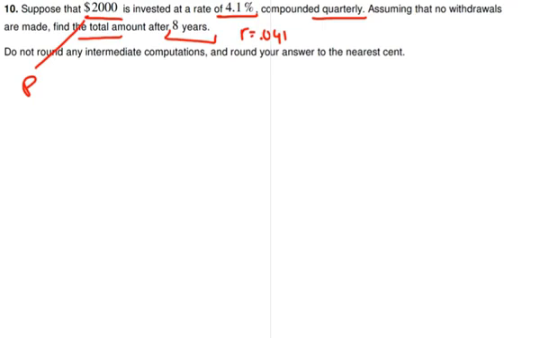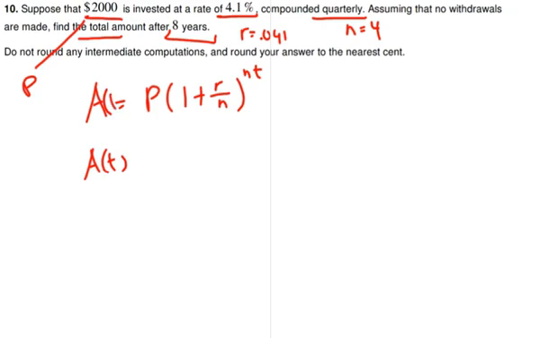4.1%, so we'll write that as a decimal, 0.041. Compounded quarterly means N equals 4. And they want to figure out after 8 years. First, I'll create that general formula. Write it down here again, and then I'll start plugging in some values. So I put A equals blah blah blah, but really we'd say A of t. A is a function of t.